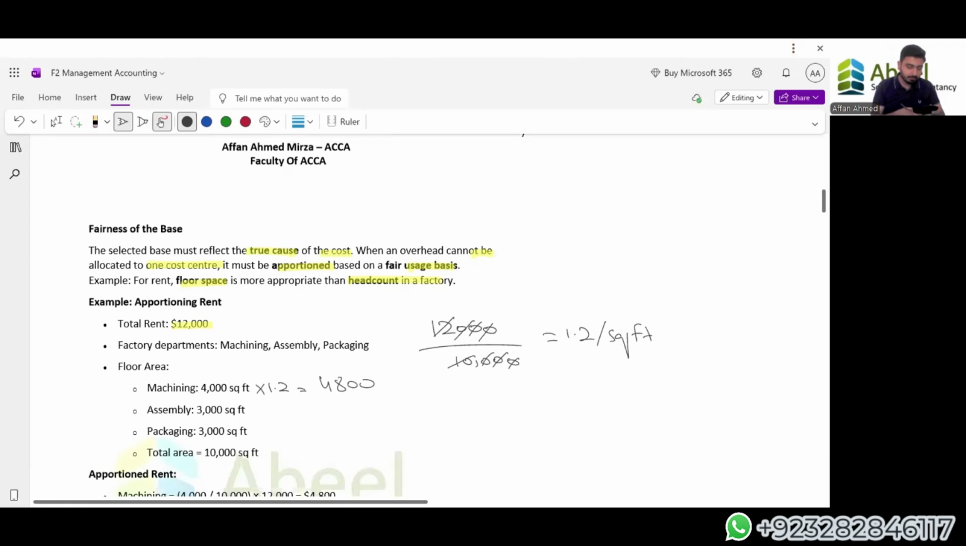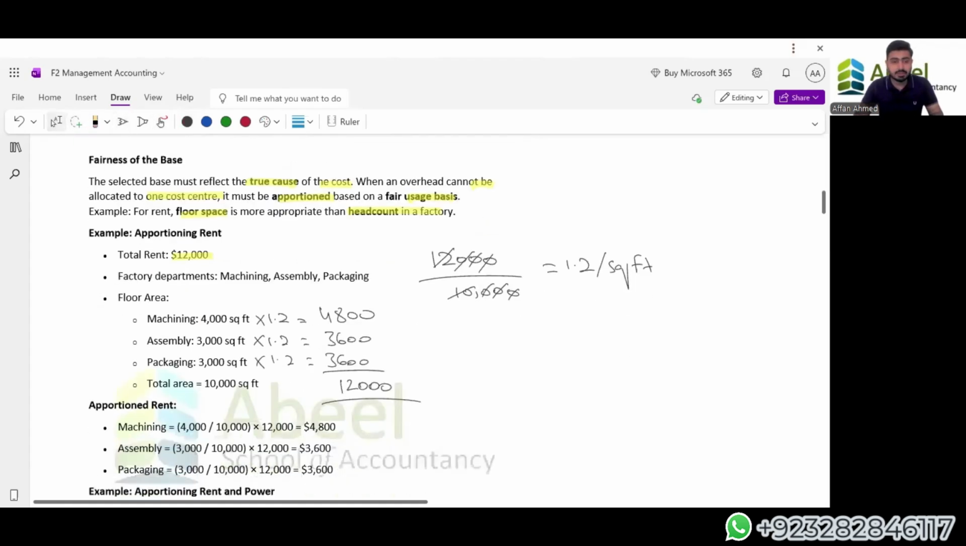Then we have 3,000, so 3,600. Then we have packaging at 3,000, so 3,600 again. Now remember that the total of all these costs should be equal to the total rent that we have. So yes, the total is coming to 12,000. That means I have apportioned them accurately. There might be some differences of, let's say, 1 or 2 rupees or 10 rupees. That doesn't matter because that is basically due to the decimal places that we have.